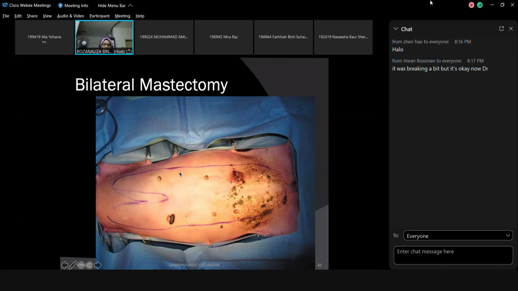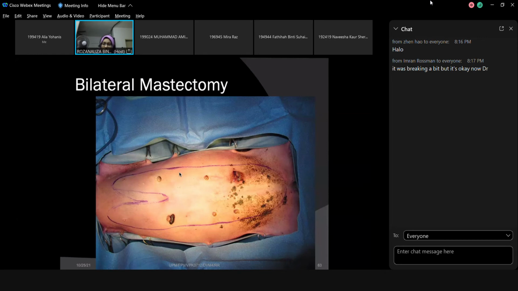But the problem with bilateral mastectomy is you end up with a very huge skin defect. So before you even embark on your bilateral mastectomy, you have to sit down and think, do I have enough skin to close? If I don't have enough skin to close, what kind of flap can I use to close the skin? What kind of transposition flap? And will my dead space be a lot?